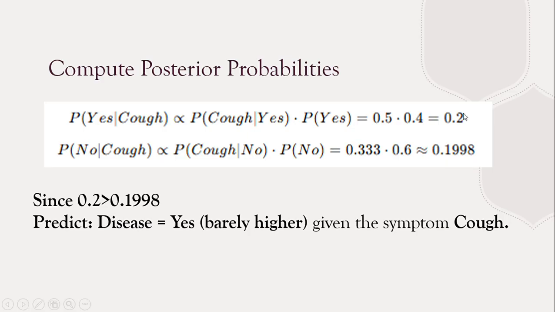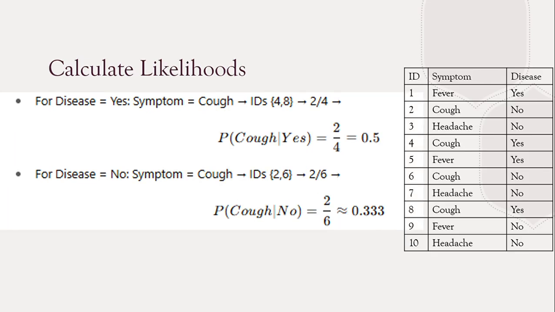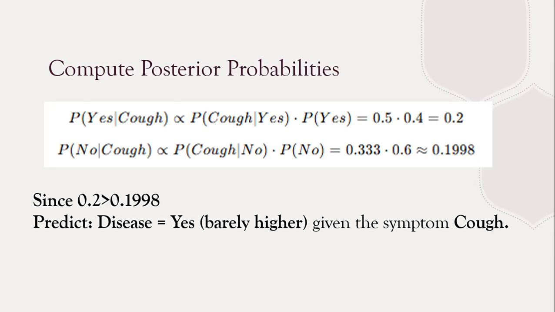So obviously 0.2 is greater than 0.1998. That means yes is having the higher probability than no. So that's why the prediction will be disease is yes given the symptom cough. So if we have cough, there will be a disease true. So that's about the Bayesian classifier. We have done the calculation and we have given the answer for disease, whether it will be yes or no. So that is the prediction we have calculated using 3 steps. First, you have to calculate the prior, then you have to calculate the likelihood, and then you have to calculate the posterior probability.